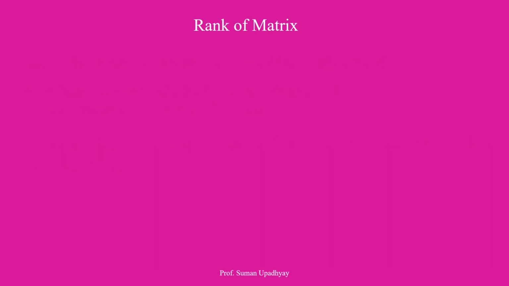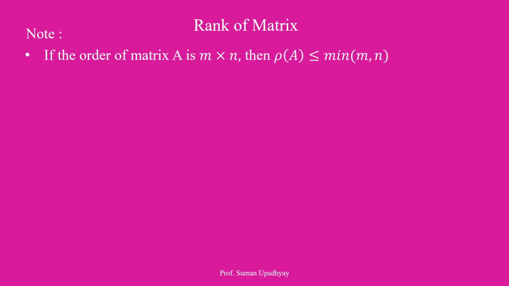Let us see some important points of rank of a matrix. The first point: if the order of matrix A is m by n, then rank of A is less than or equal to the minimum of m and n. Basically, this point is telling us that if we have a matrix of order m by n, the maximum rank this matrix can have is the minimum of m and n. For example, if I consider a matrix of order 3 by 4, then the maximum rank that A can have is the minimum of 3 and 4, which is 3. The maximum rank of a 3 by 4 matrix is going to be 3.